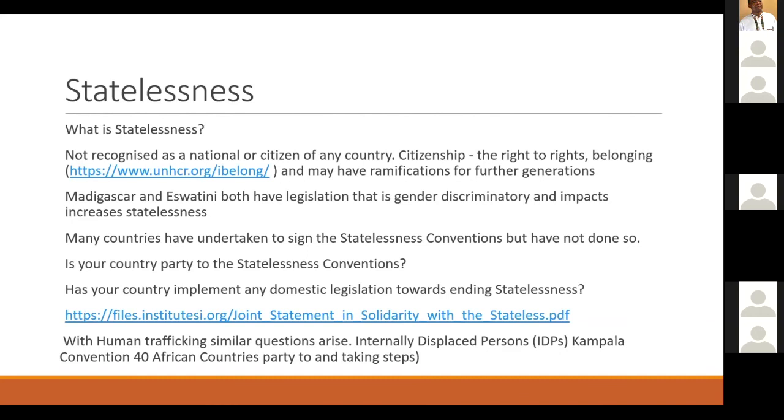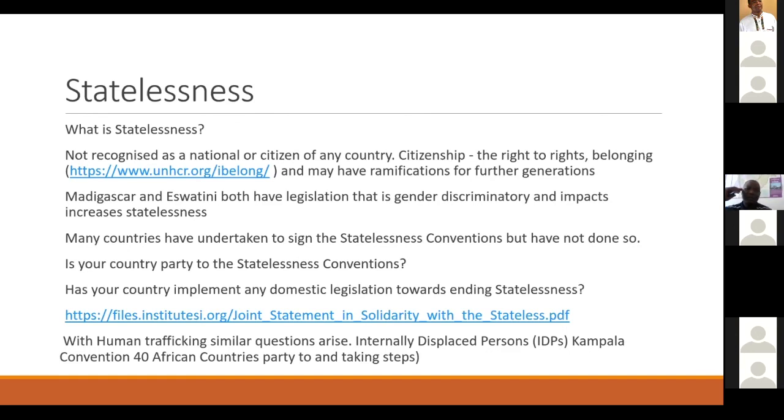A point I made just a little bit earlier, many states undertake to sign, but a lot of African states have not actually signed the statelessness conventions. An important thing to look up is your state or your country where you're working with Caritas or CPLO. Is it party to the statelessness conventions? Has your country implemented any domestic legislation towards ending statelessness?